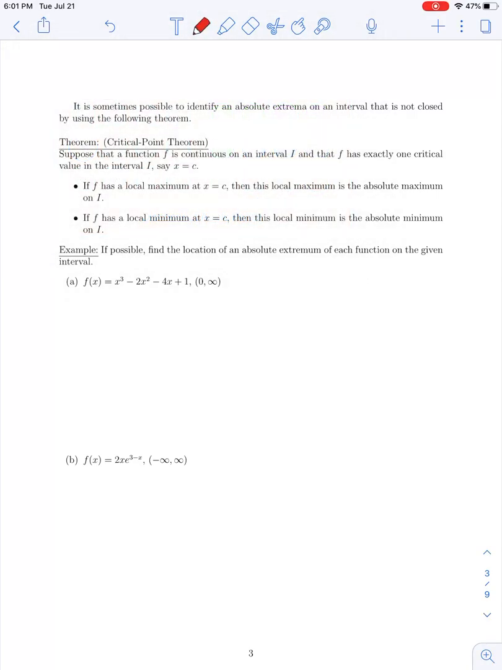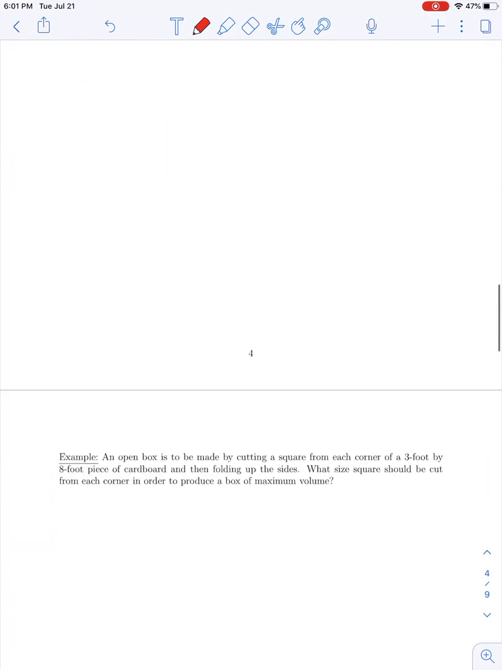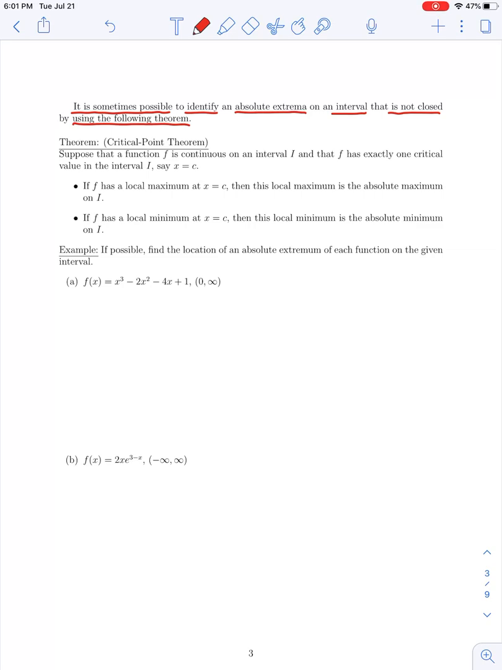Now, as an extension of that concept, it is sometimes possible to identify an absolute extremum on an interval which is not closed by making use of the following theorem. This theorem is known as the critical point theorem, which says if we have a function f which is continuous on an interval, call it capital I, and that function f has exactly one critical value within the interval I, let's call that critical value c, then there are two parts to this theorem.